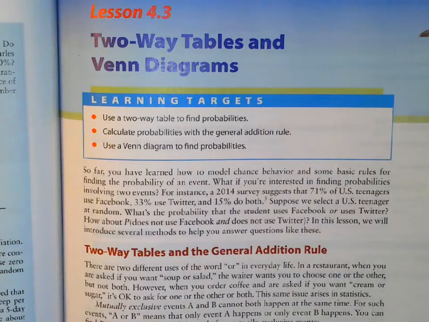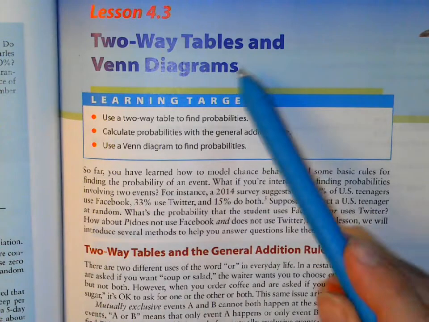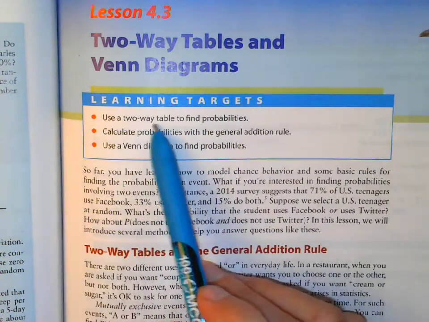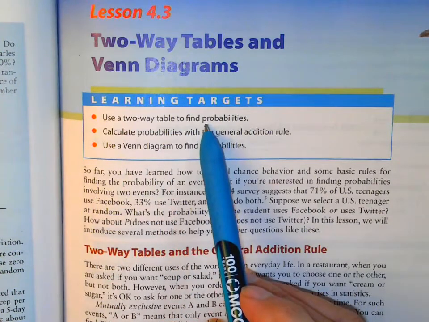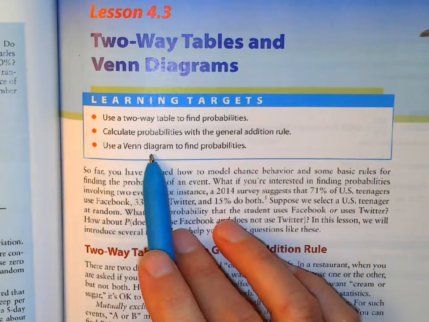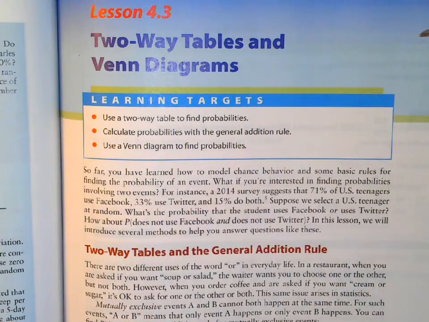Okay, these are notes 4.3. We have two-way tables and Venn diagrams we're going to talk about today. So we're going to talk about how to use a two-way table to find probabilities. We're going to calculate probabilities with the general rule. Then we're going to use the Venn diagram to also find probabilities.